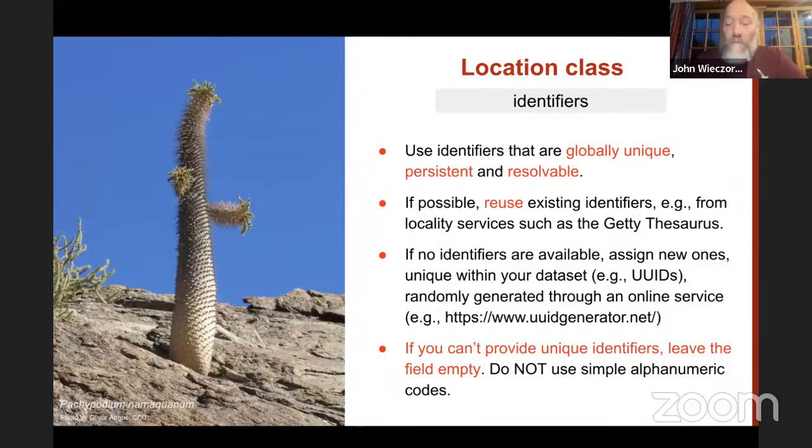so in the case where you're producing a location record and you don't have any identifiers available, another practice could be to create new ones, to uniquely identify a location record in your data set. And one way to do that is with a universal ID, a UUID. And those can be randomly generated with online services and then plugged into your spreadsheet or your database.